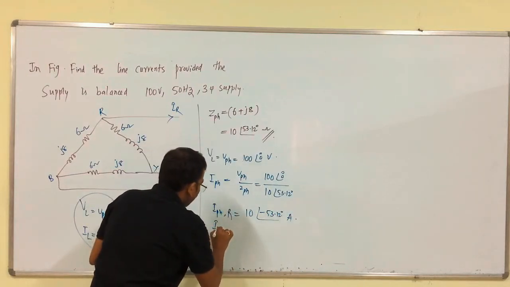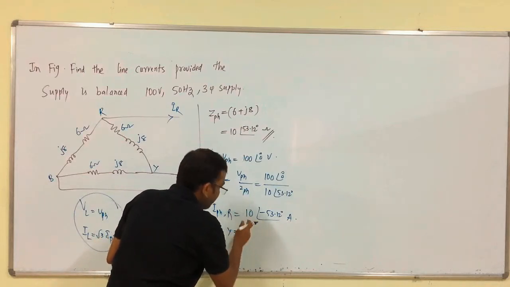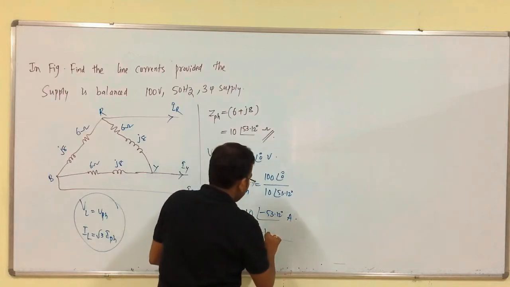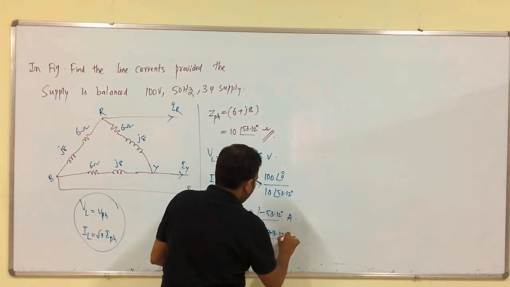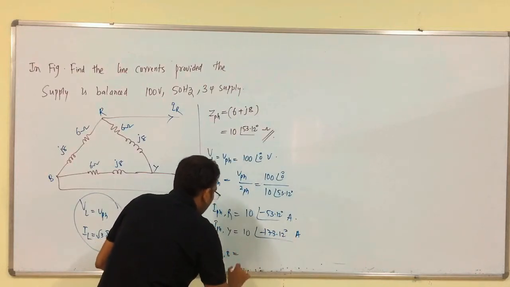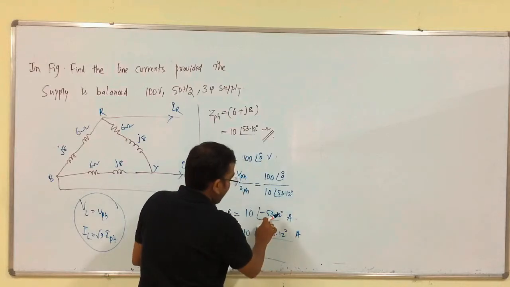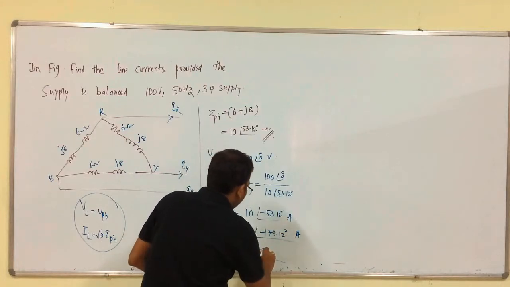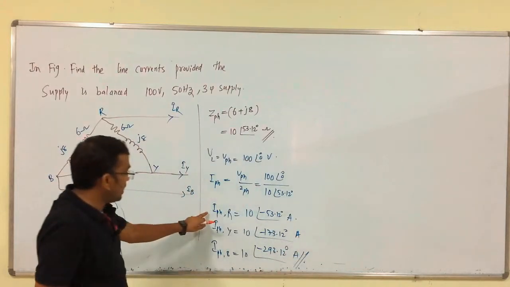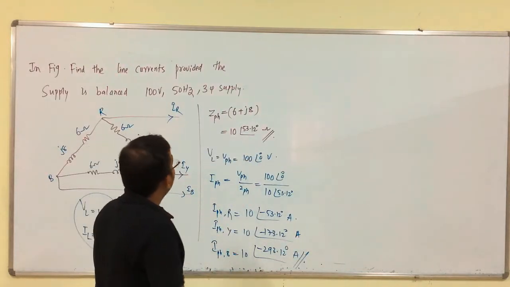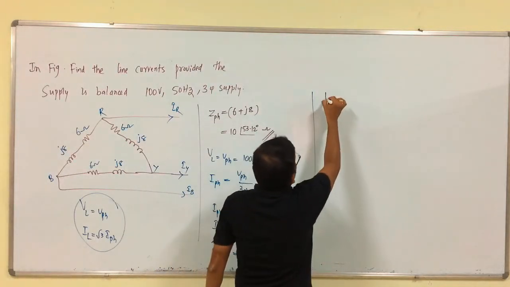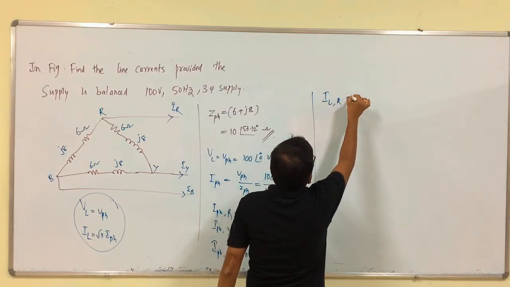Like this, I phase of Y equals 10, the magnitude is the same, but minus 53.12 minus 120, which is minus 173.12 amperes. Like this, the phase current of B equals 10 at an angle minus 53.12 minus 240, which is minus 293.12 degrees. So, this is the phase current of R, Y and B, but we have to get the line currents. So, the line current of R equals what?